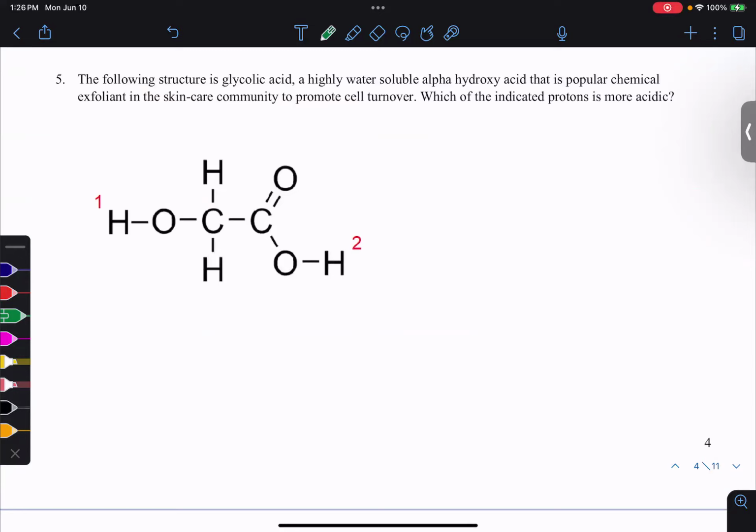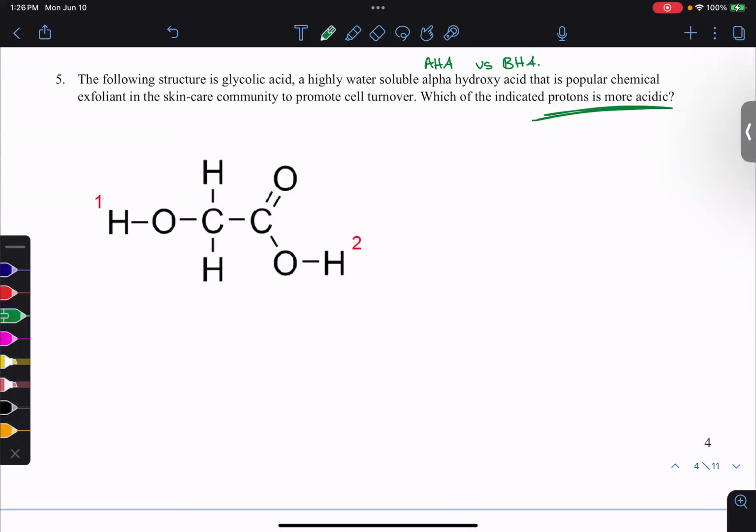Okay, so we have a structure. It's glycolic acid, a highly water-soluble alpha hydroxy acid. That's a popular chemical skincare exfoliant. This is different than salicylic acid, which is a beta hydroxy acid. So out there in the skincare community, I'm into that. AHAs versus BHAs, all right? Okay, so glycolic acid is highly water soluble, and it's an AHA, alpha hydroxy acid. So I'm asking you, which of the indicated protons is more acidic?